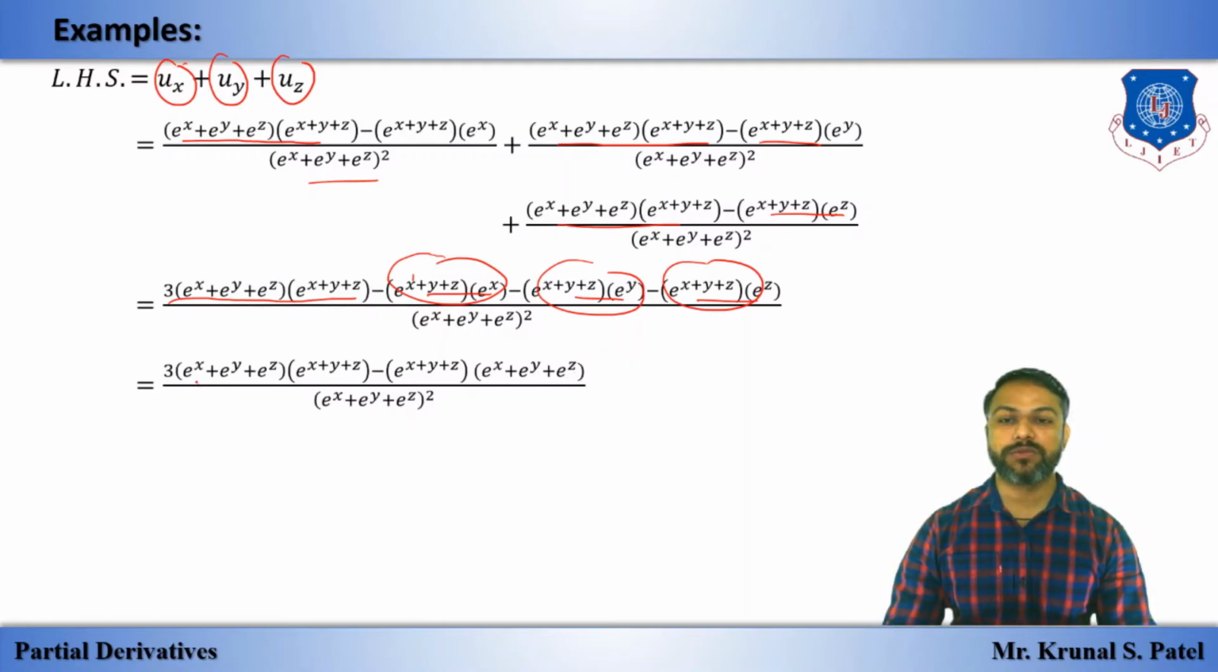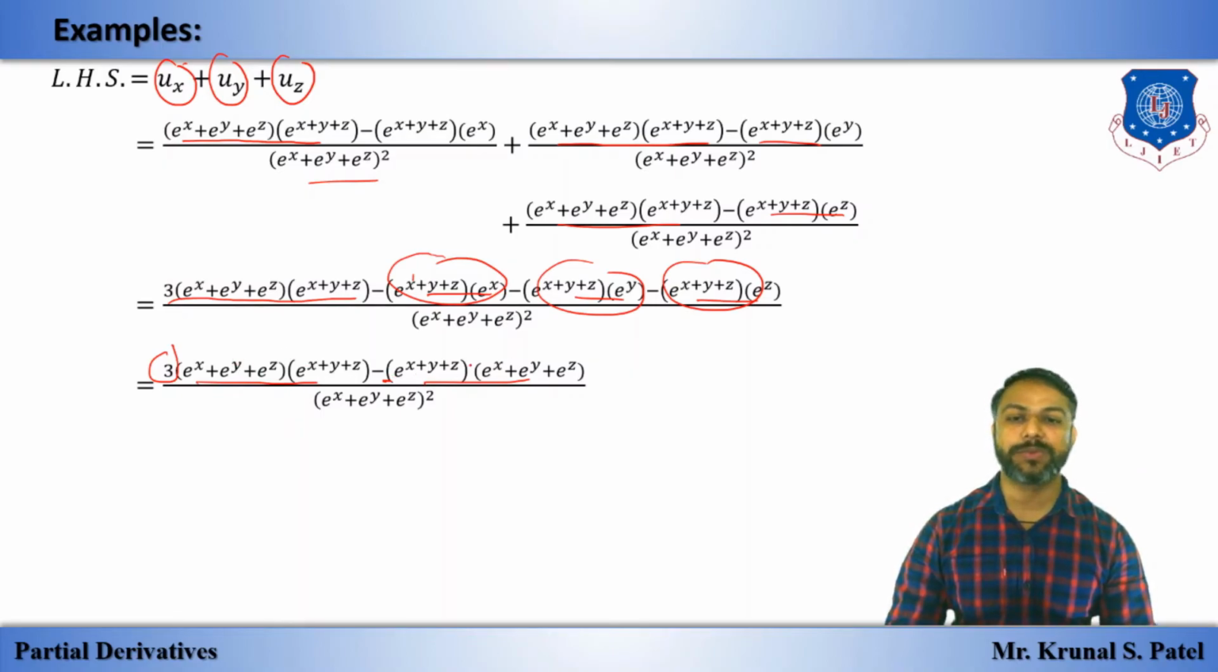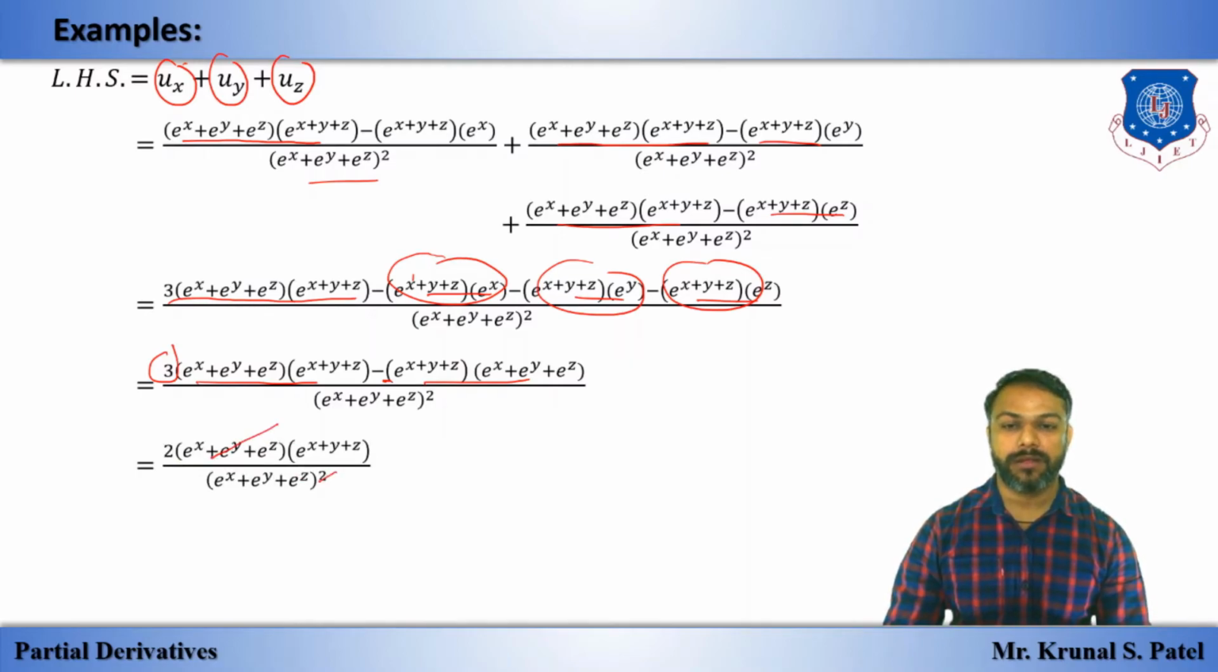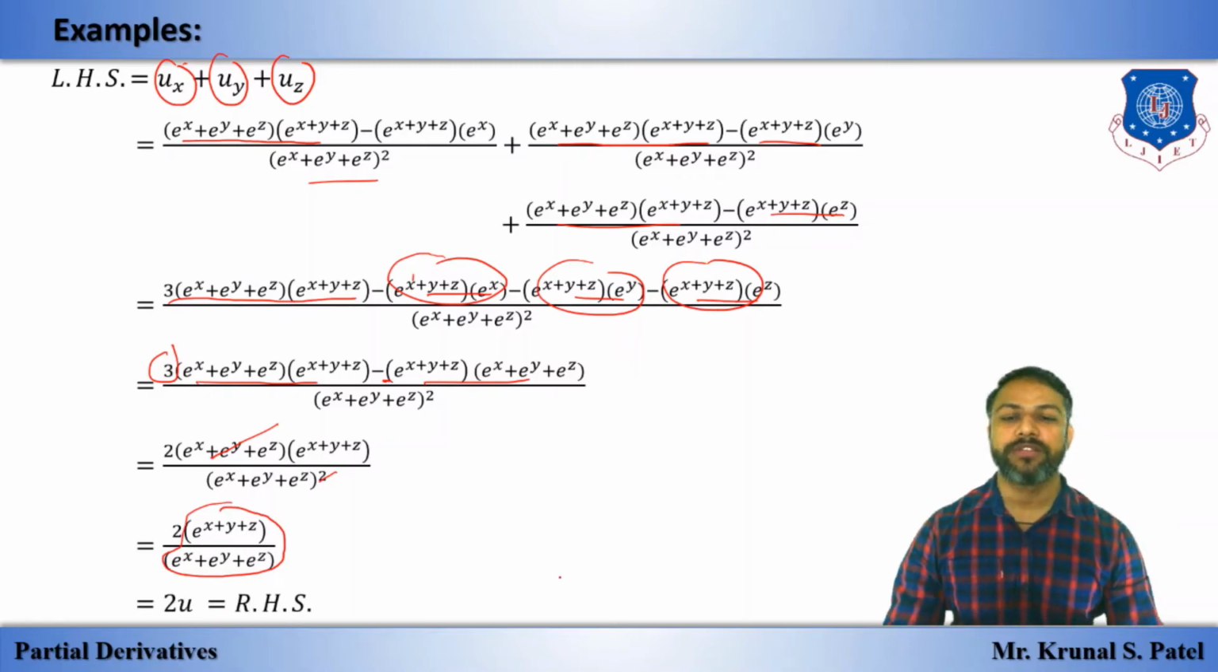Here you can see both brackets are the same, but this is 3 times and this is only 1 time. So we can subtract 3 minus 1. We subtract first 3 times of this bracket minus 1 time of this bracket. We will get 2 times this bracket, and by cancelling this from the denominator, we have remaining 2 times of this, and this is our question u. So we have 2u, which is our RHS.